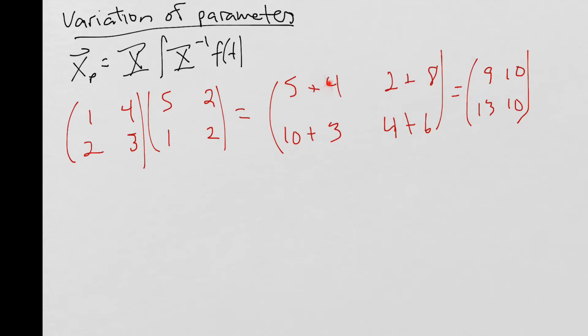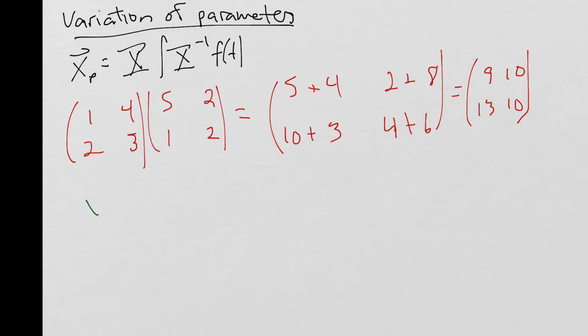The 5 and the 4 come from 1 times 5, that's 5, plus 4 times 1, 5 plus 4, and then so on and so forth. So, boom, that adds to 9, 10, 13, 10. Okay, so that's round 1 of the anti-set. Next round is going to be related to the system that I'm going to put up in a moment.